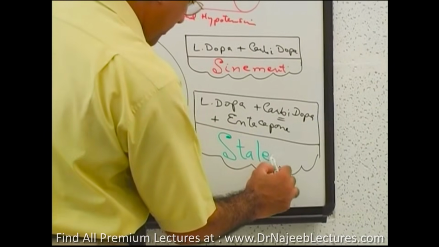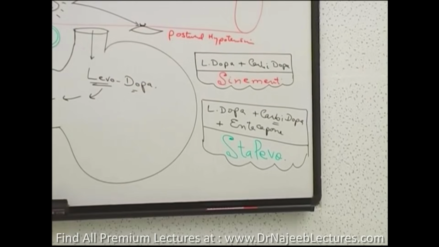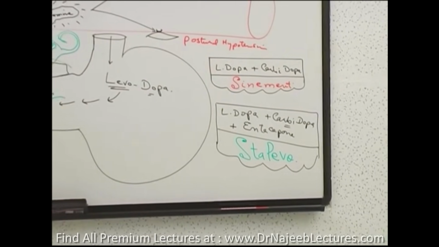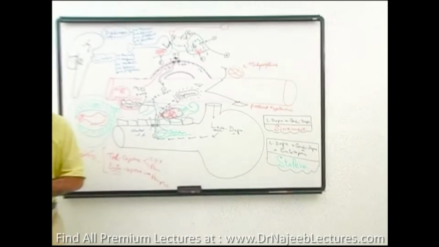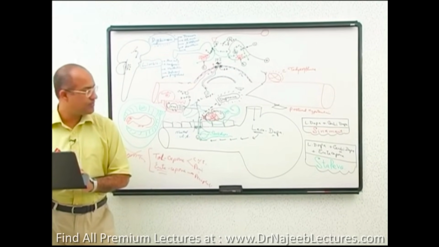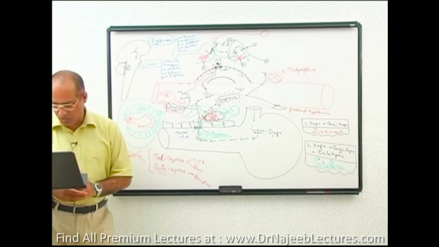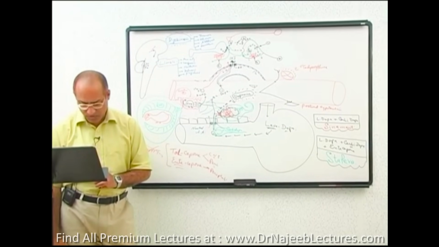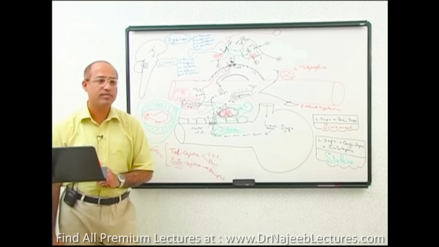Stalevo. Is that right? Sta, sta, levo. Right? Am I clear? So this double combo or triple combo is now available, right? And of course, we are careful, we keep the levodopa dose down in these combos, so that it does not produce CNS side effects. Any question up to this?